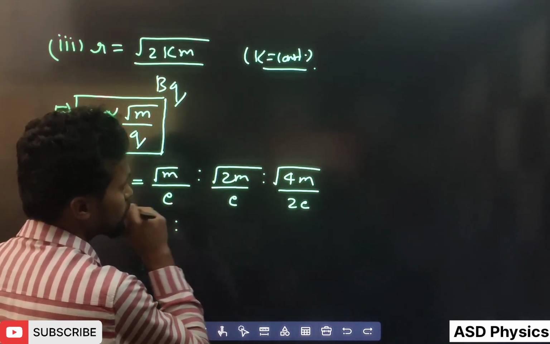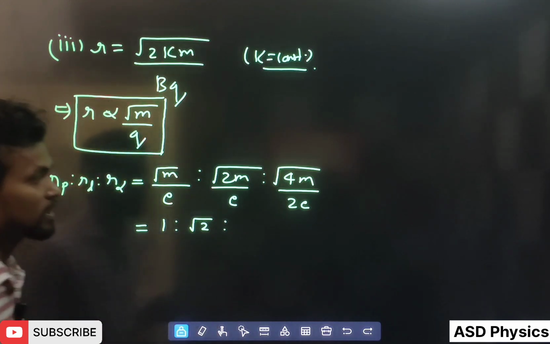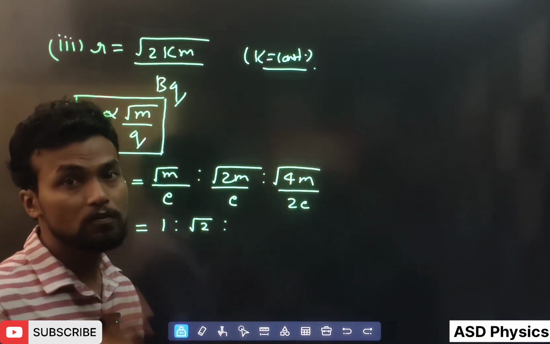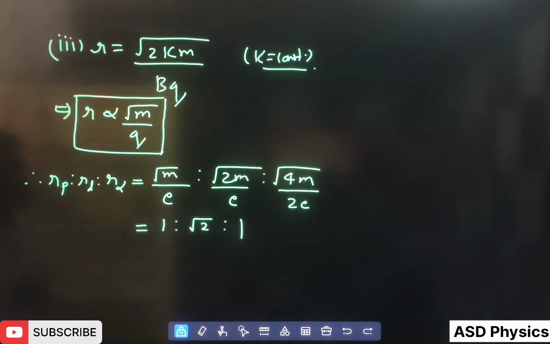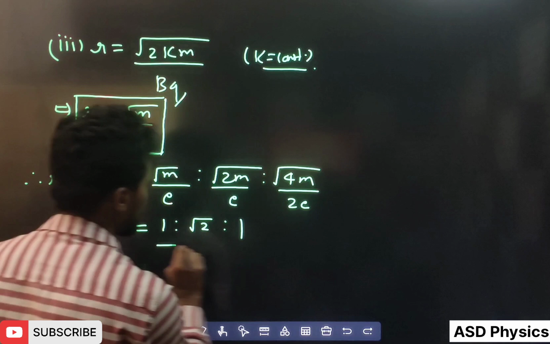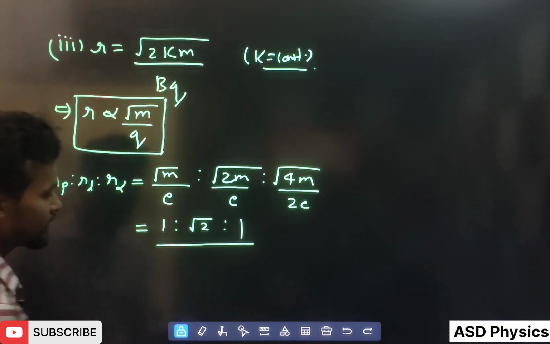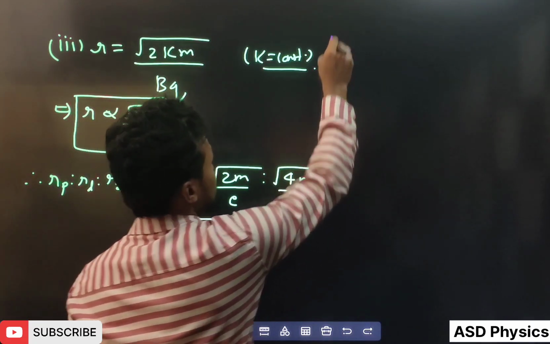So what will come here? 1 is to 2. When root M by E will be cancelled, it will go here root 2 is to 2. Here also again what will happen, students? See root M by E will go, but root 4 will become 2. So 2 by 2 will become 1. So here the answer is coming 1 is to root 2 is to 1. That means here you can see very well, students, proton and alpha particle will have the same radii. Okay, and after that we are going to see the next one.